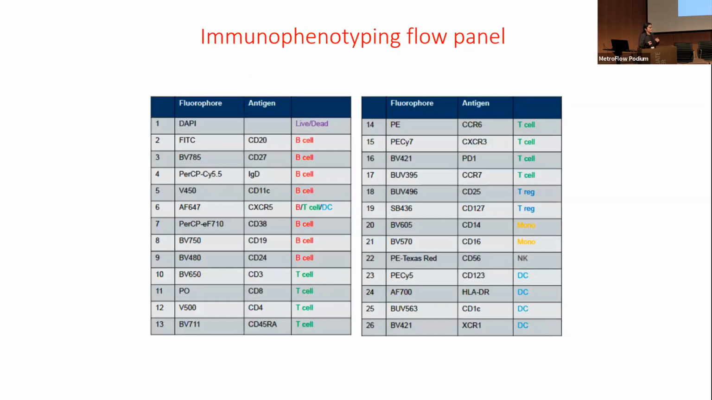Of course, I don't have to say for this audience, a lot of people do flow here, but we had an initial panel that was focused on T and B cells, and then later we expanded the panel to a 26 color panel. It was also because initially we had a 3 laser Aurora, and then later we had a 5 laser Aurora that we bought, and so we were able to expand it. Although in this paper, the main focus was only T and B cells, so I will only be showing the immunophenotyping of T and B cells.